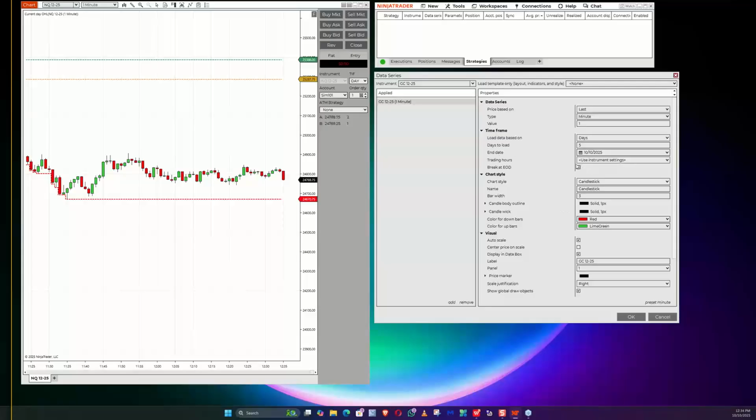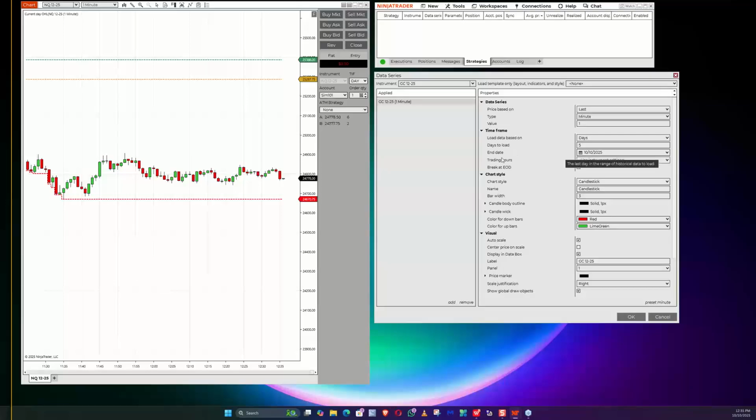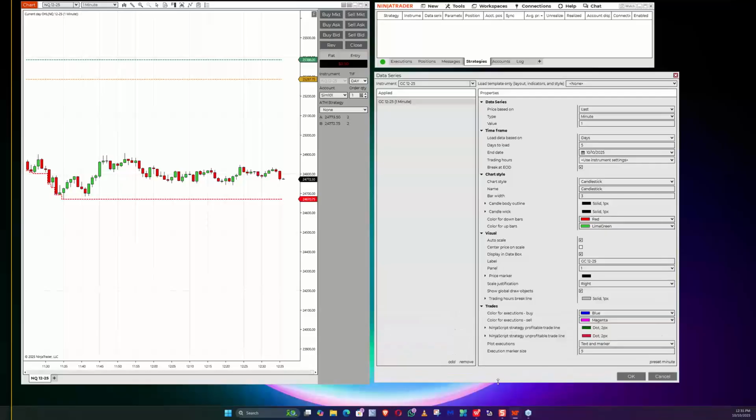Trading hours is set to the default, use instrument settings. It's very important to leave that where it is because that does the calculations of your pivots, your high of day, your low of day, and it calculates those values from 6 p.m. the previous day when the markets open at 6 p.m. That's when we like to calculate our markets being opened.